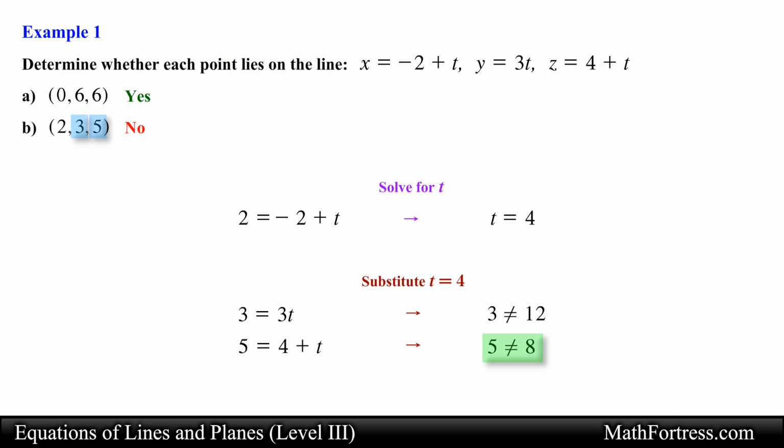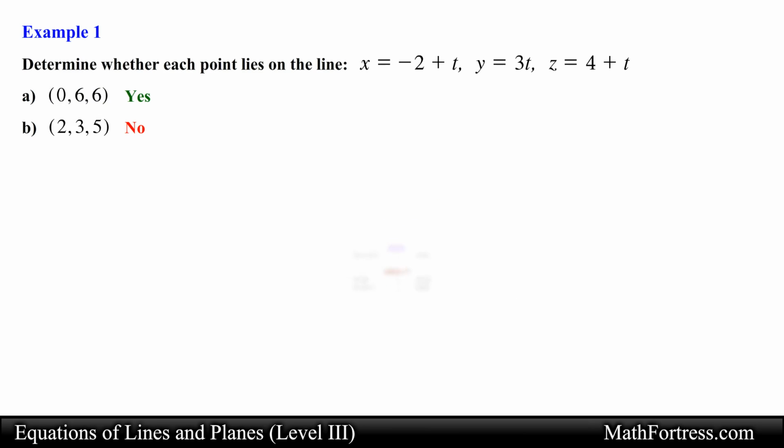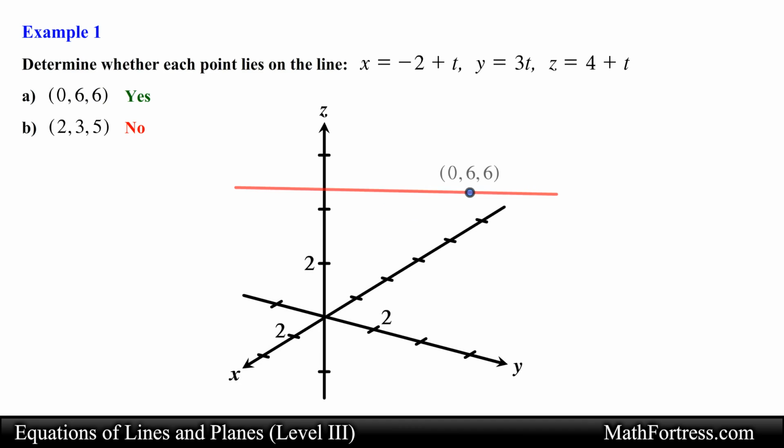As a check, notice that the third parametric equation is also not satisfied. This means that the coordinates of this point occur at different values of the parameter t. Unlike the first point, where all coordinates exist at a common parameter t. So the first point lies on the line, and the second point does not. And this is our final answer. Let's take a look at the next example.